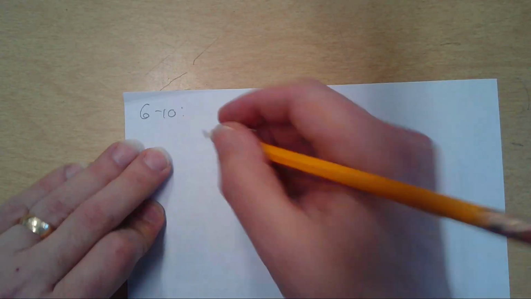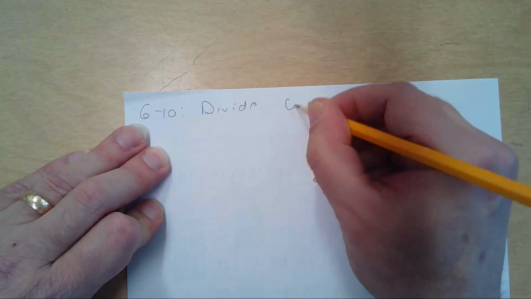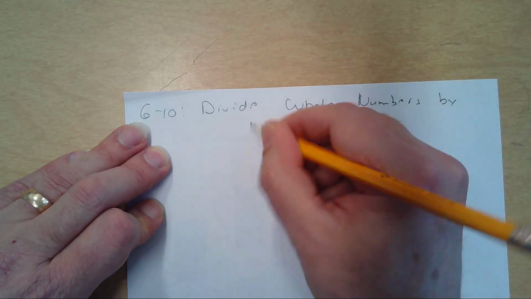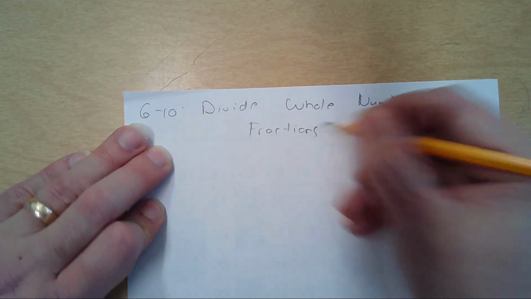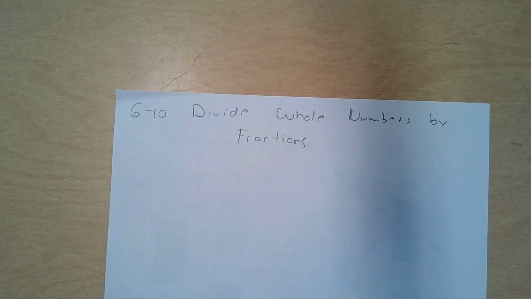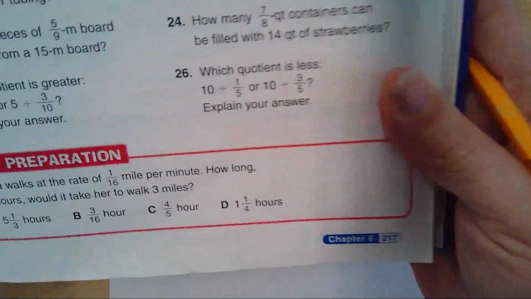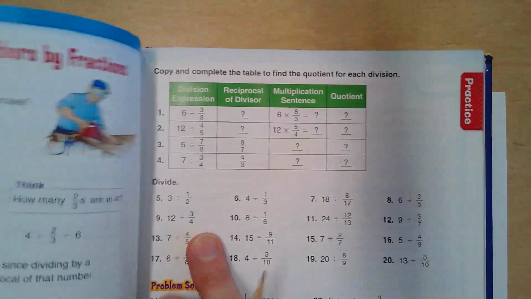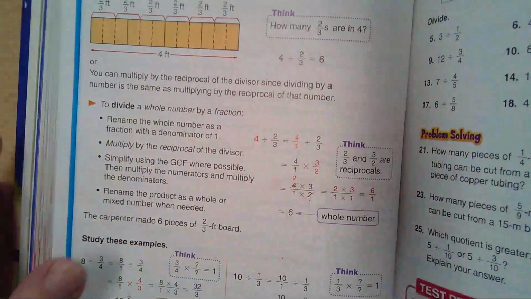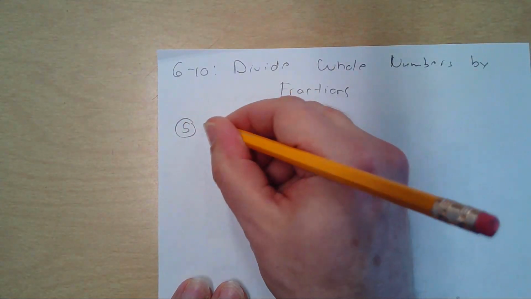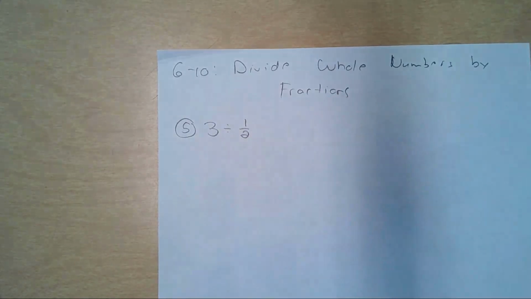All right, 6:10, divide whole numbers by fractions. Like how we did the multiplication, they really introduced this kind of slowly. Page 216, wow, that was super fuzzy. Page 216, there it is, 217. I'm just going to start over here at 217 and go through how we do it. Look at number 5. It says 3 divided by 1/2.